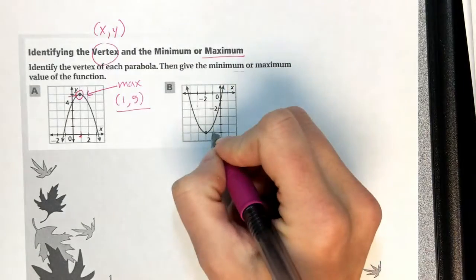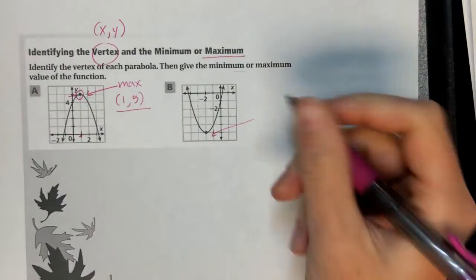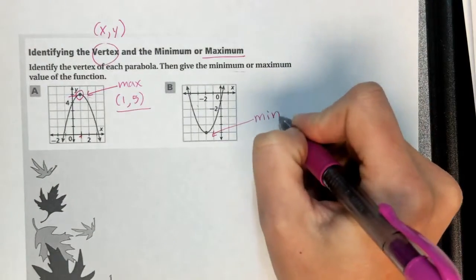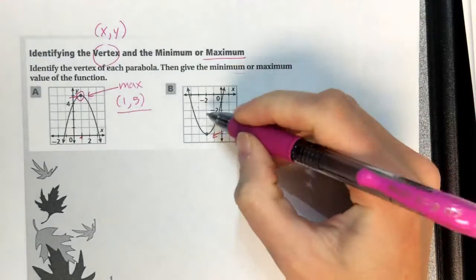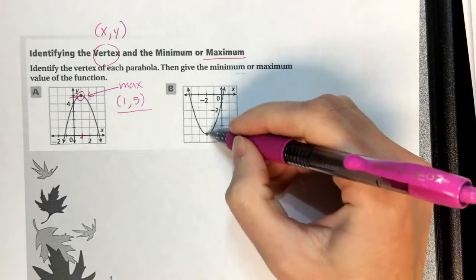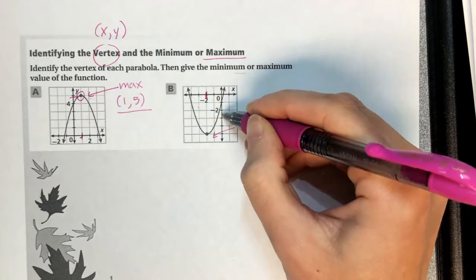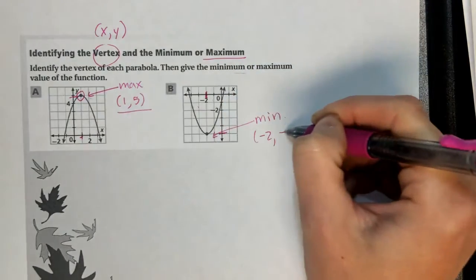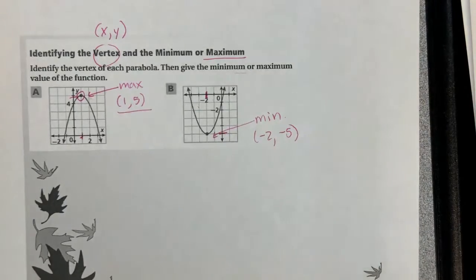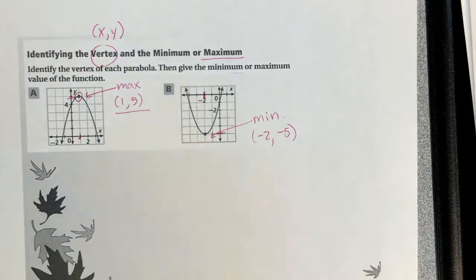All right, over here, this is going to be, you guessed it, a minimum, and we're going to abbreviate it that way. Your x value here is -2. Your y value is -2, -3, -4, -5. And that's your answer. So a vertex will always be an XY ordered pair.